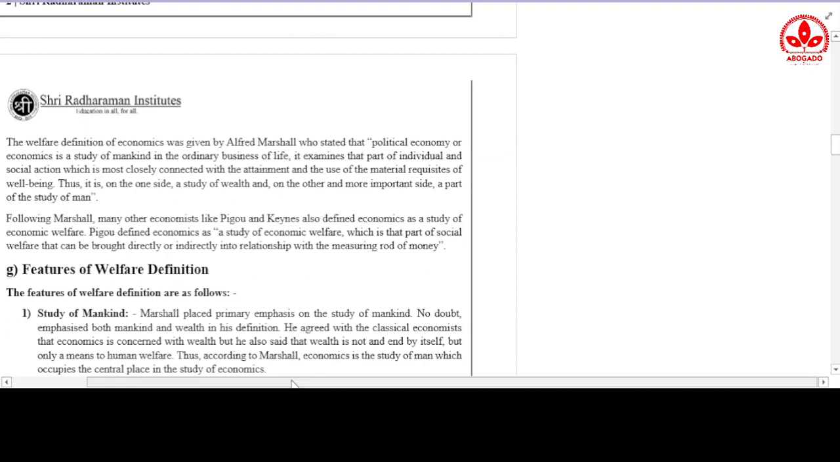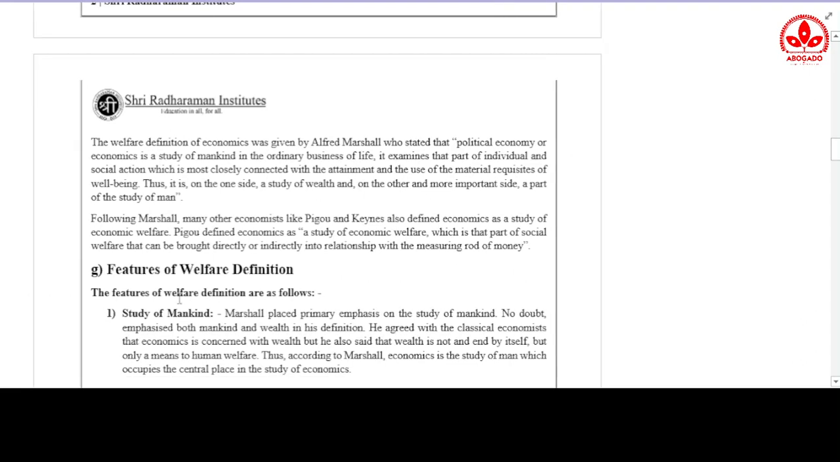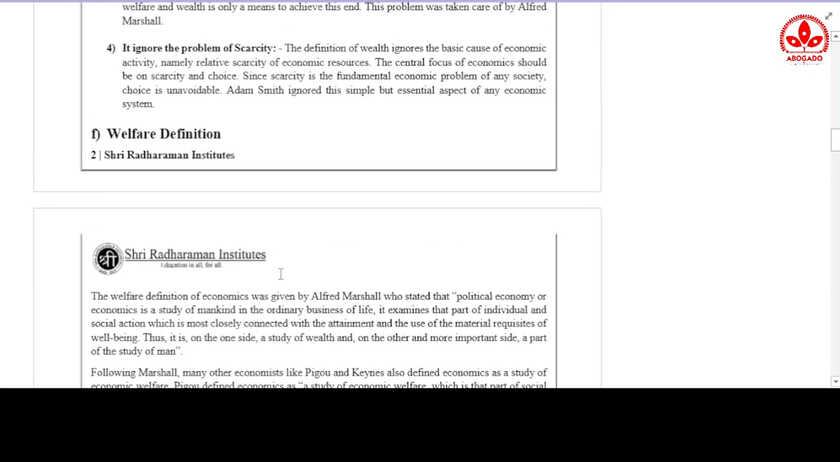Now, having known about the wealth definition of Adam Smith, which said that economics is the study of wealth. Wealth means how much material things one has, like money, a car, a house, a bank balance. Adam Smith said that economics mainly studies how human beings earn wealth and how they spend it. So according to Adam Smith, wealth was the main focal point of economics.